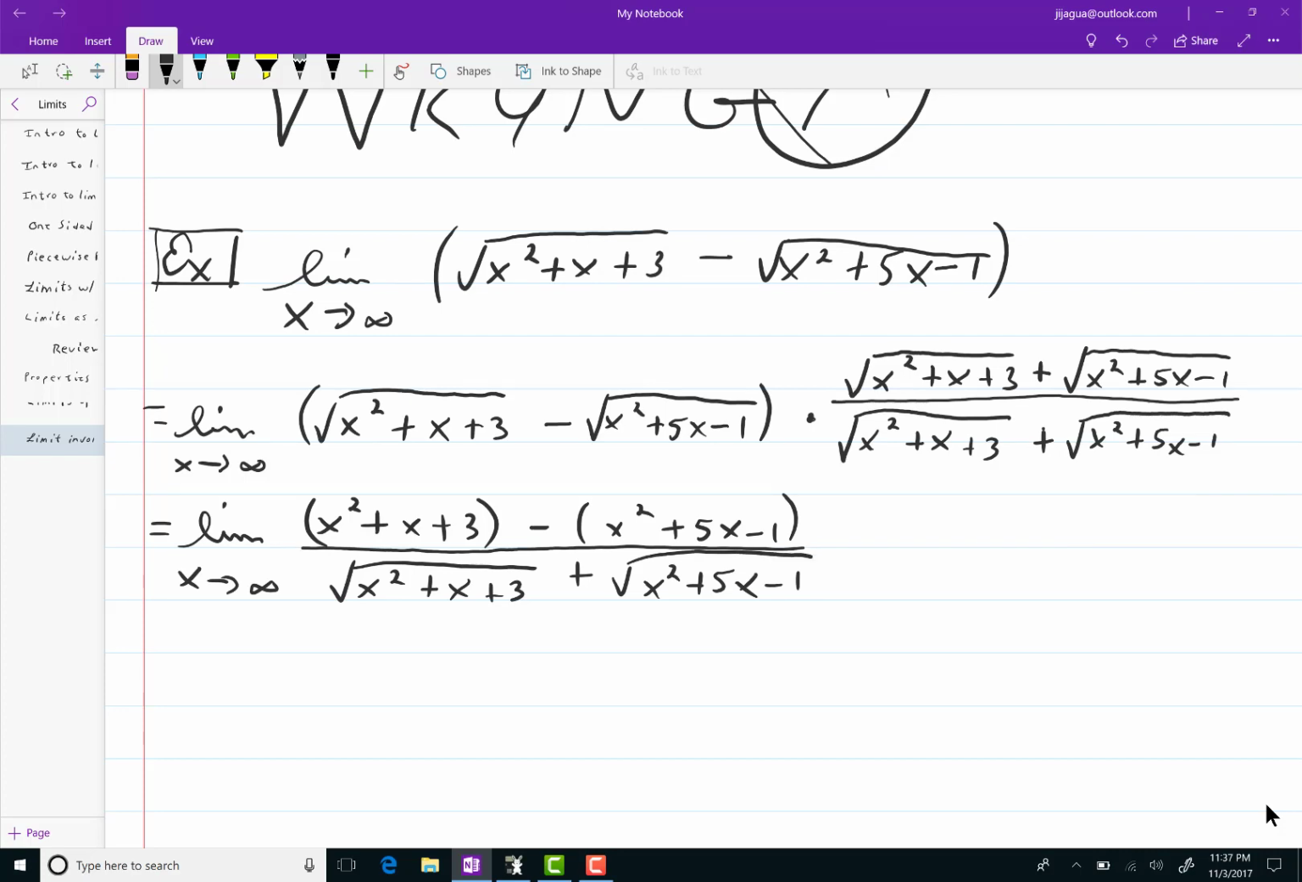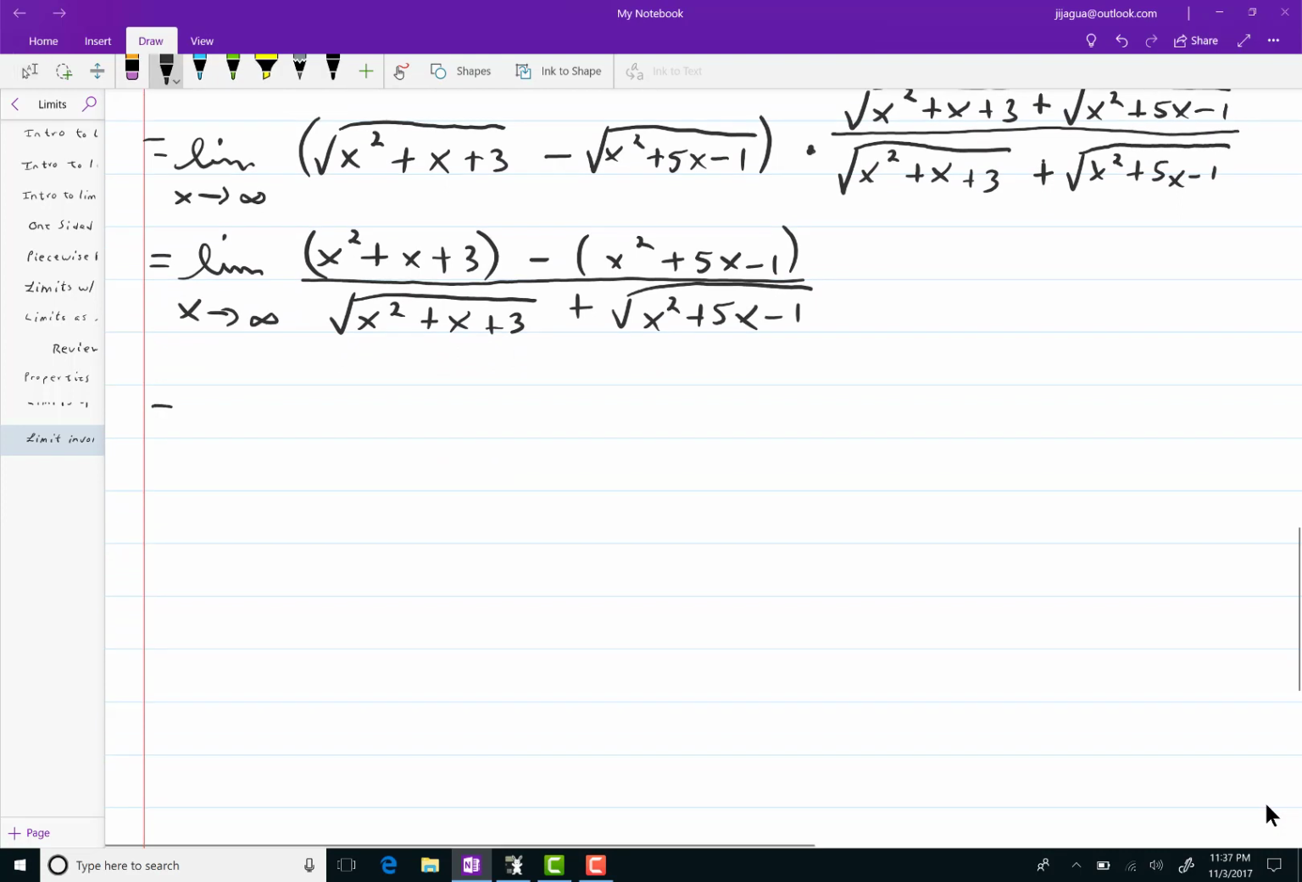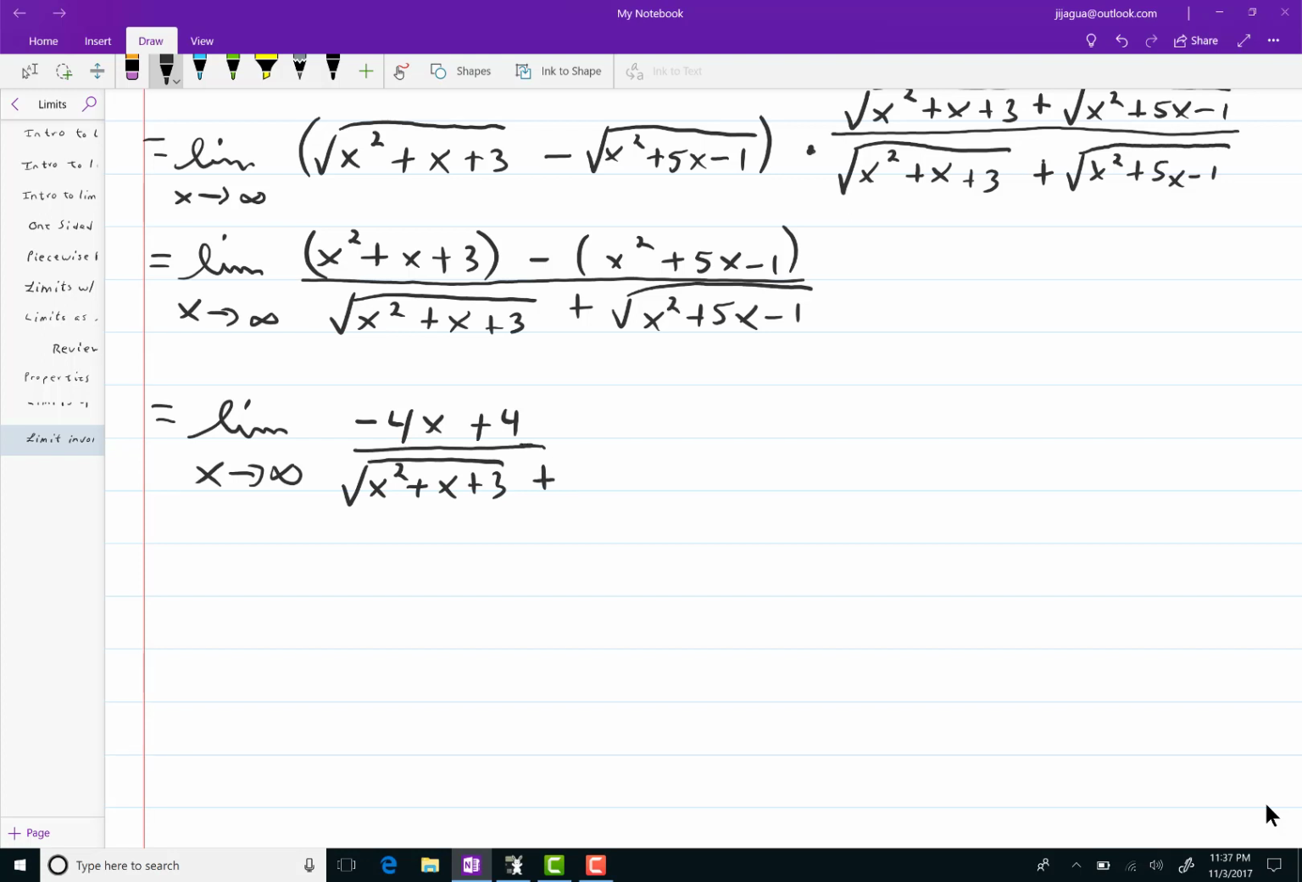Now, let me simplify the numerator. You'll notice that the x squareds cancel out, and it looks like I'll have the limit as x goes to infinity of negative 4x plus 4. In the denominator, I'm not doing anything with it just now, so I'll still leave it as the conjugate expression. I'll need to increase my vinculum to accept how large the denominator is. Now, in the numerator, I'm going to factor out x. So what's left in the numerator is negative 4 plus 4 over x.